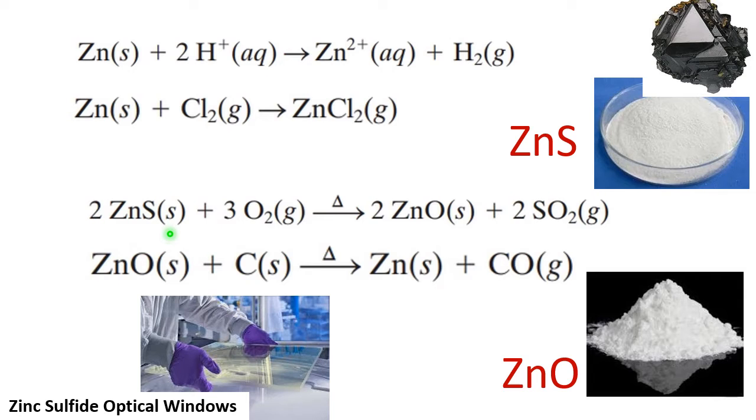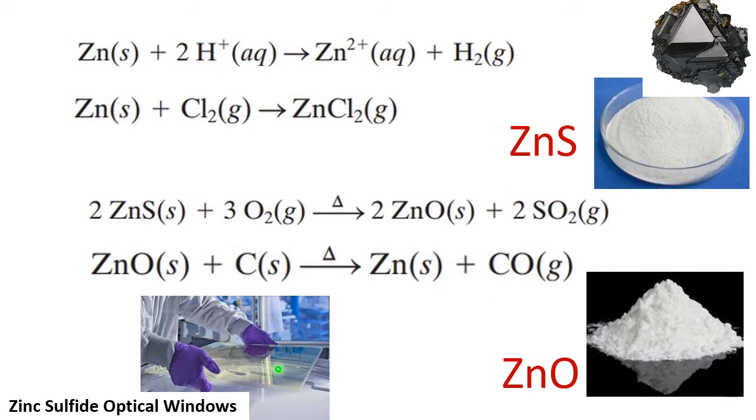When we roast zinc sulfide in oxygen, we are getting zinc oxide and SO2 gas. Zinc oxide easily reduces with carbon to make zinc metal that has a relatively low melting point, so it just melts out.